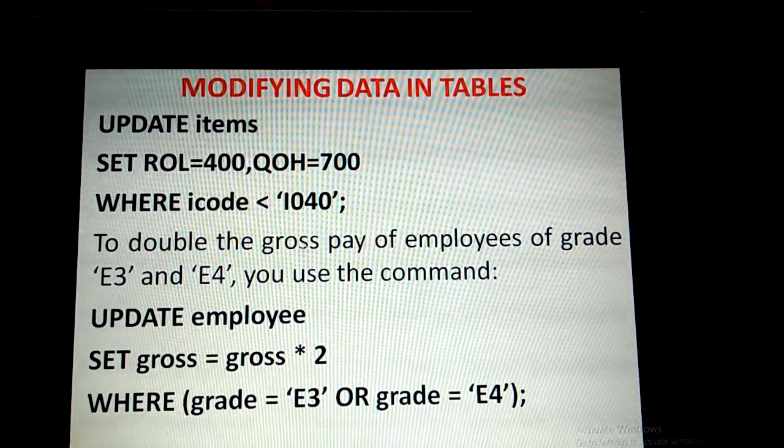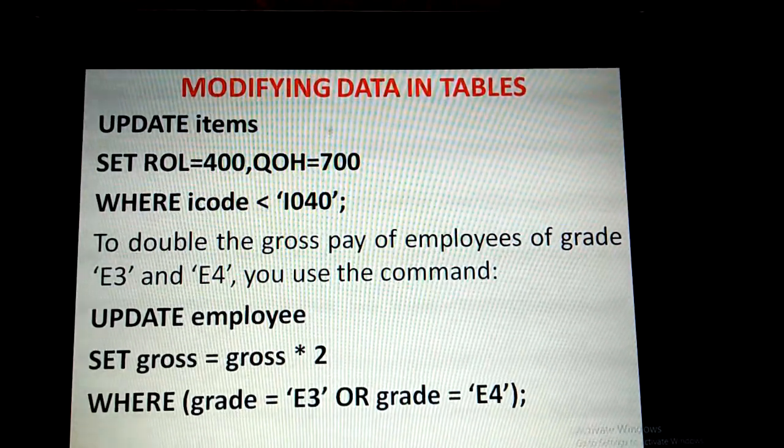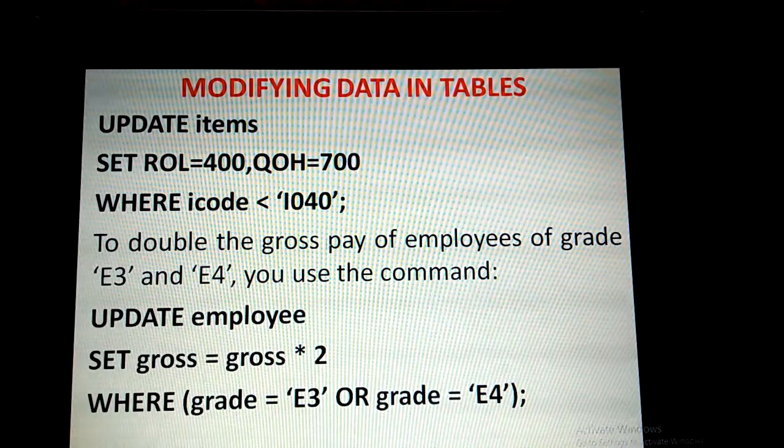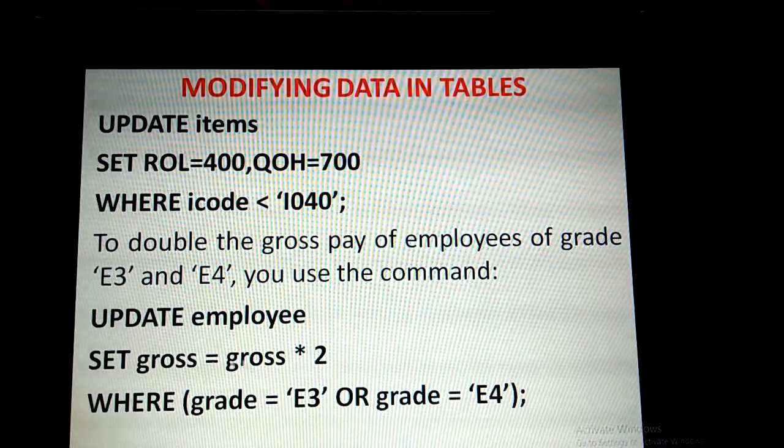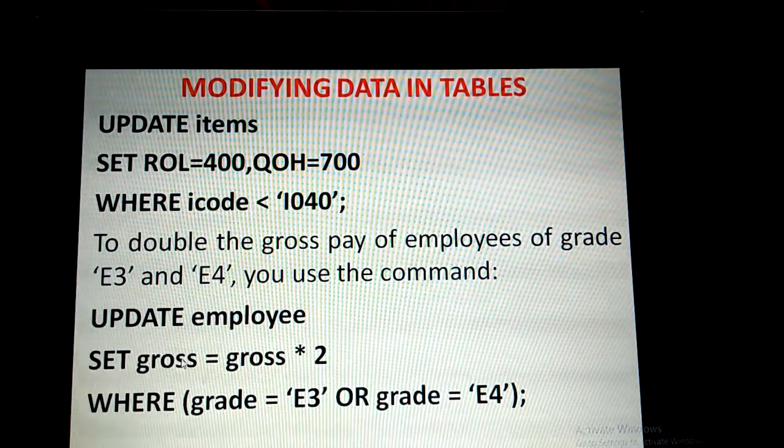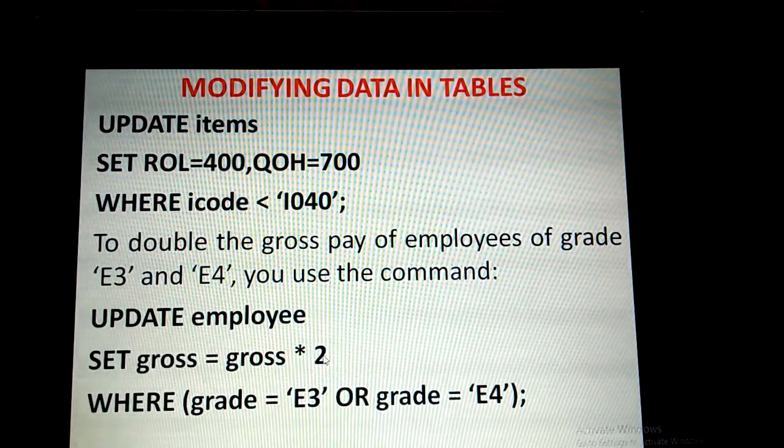Okay, to double the gross pay, another example we will see for modifying data in a table: update employee table. What updation we need to make here is we need to change the gross pay to double. So gross is equal to gross star 2. Already gross is assigned with some value, that should be multiplied with 2 in order to get the new gross value. Using the set keyword we are doing this. This is called an expression. In the earlier example a constant value was assigned, and here we are assigning an expression.